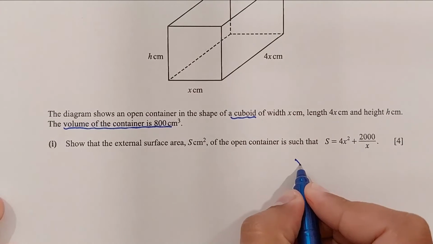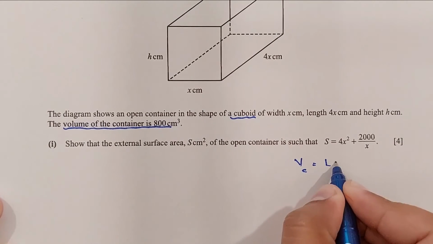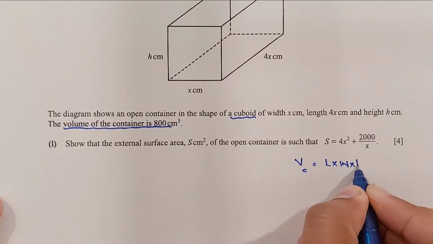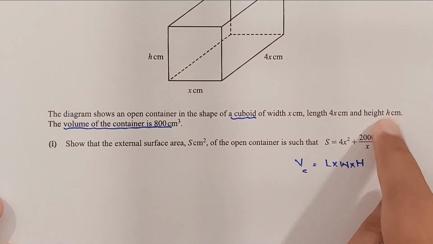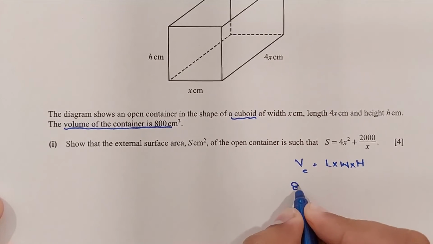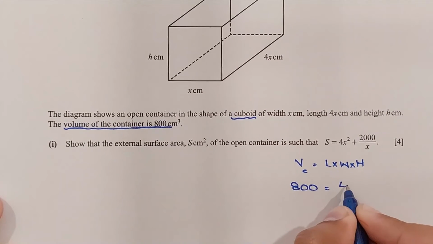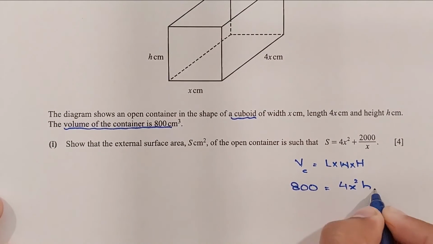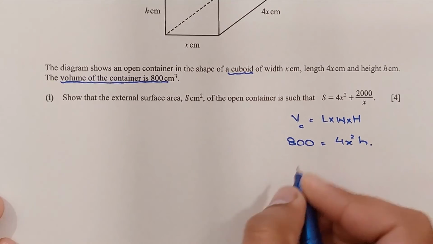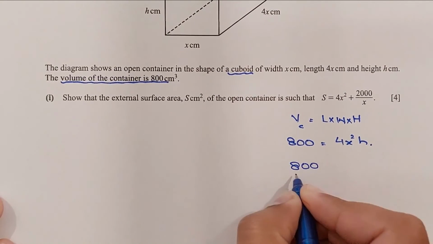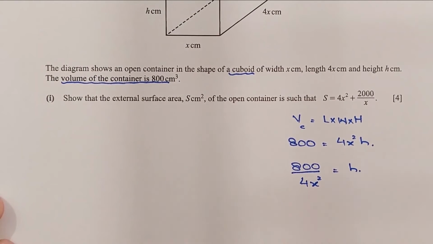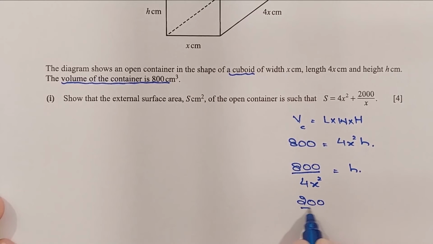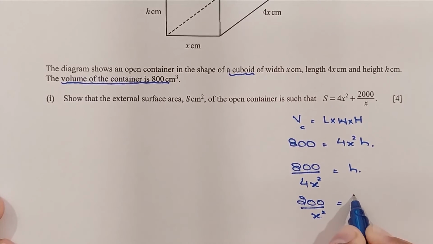So we know that volume of a cuboid is length into width into height, right? Length is 4x, width is x, height is h. So the volume is 800. This is equal to 4x square h, right? And the value of h is 800 divided by 4x square. This is the height of the container, or if we simplify, 4 times 2 is 8, so we have 200 over x square is the height.